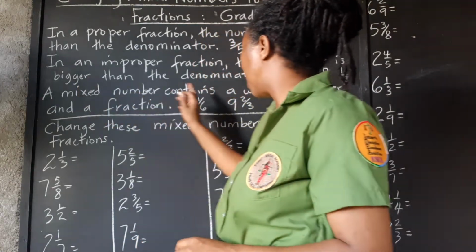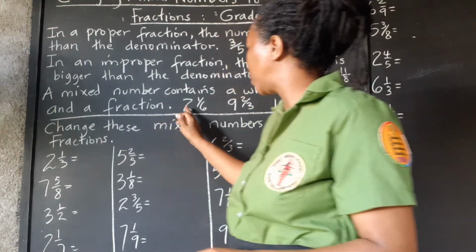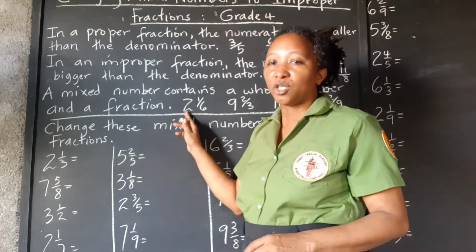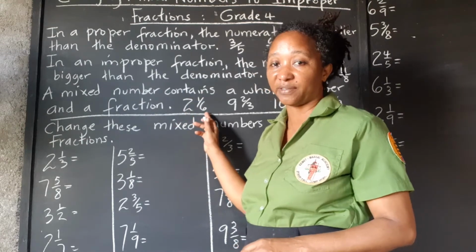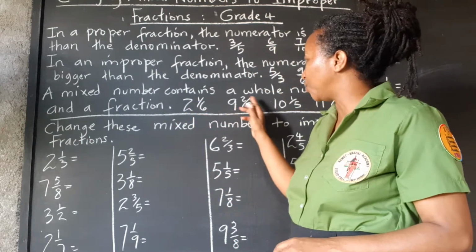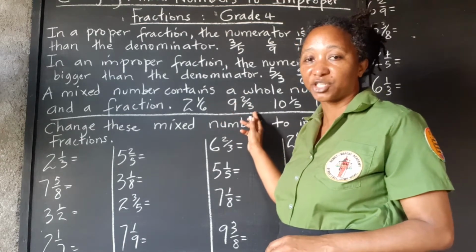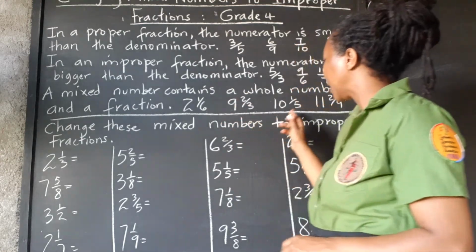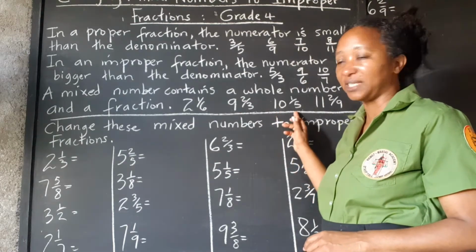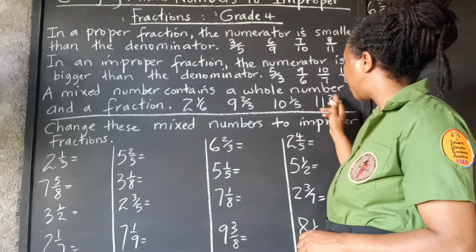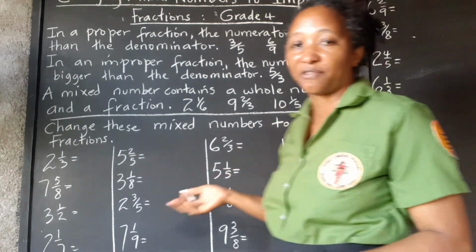A mixed number contains a whole number part and a fraction part. So 2 and 1/6, the 2 is the whole number, the 1/6 is the fractional part of it. 9 and 2/3, the 9 is the whole number, 2/3 is the fractional part of the mixed number. 10 and 1/5, 10 is the whole number, 1/5 is a fraction. 11 and 2/9, 11 is the whole number, 2/9 is the fractional part.